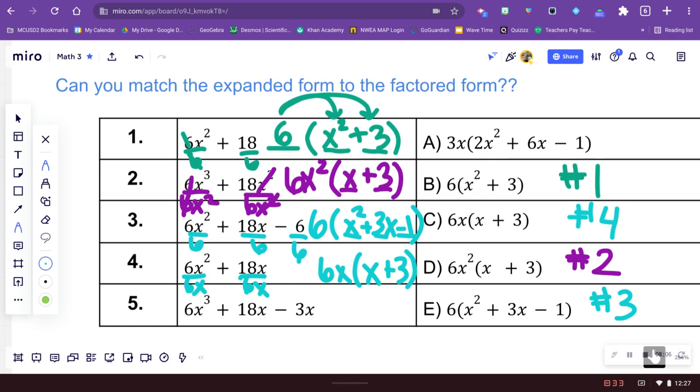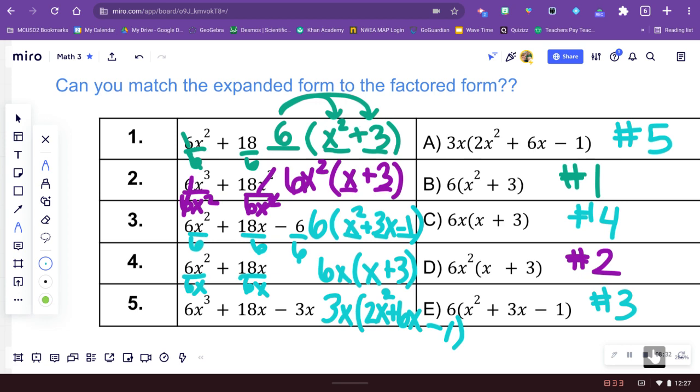And so last but not least, number 5 better be A. So I'm going to take out just a 3 out of this one, and I can take out an x. I'll have 2x plus 6. Oops, I dropped a second power there. X, and then a minus 1. So that would be A. Number 5 is A.